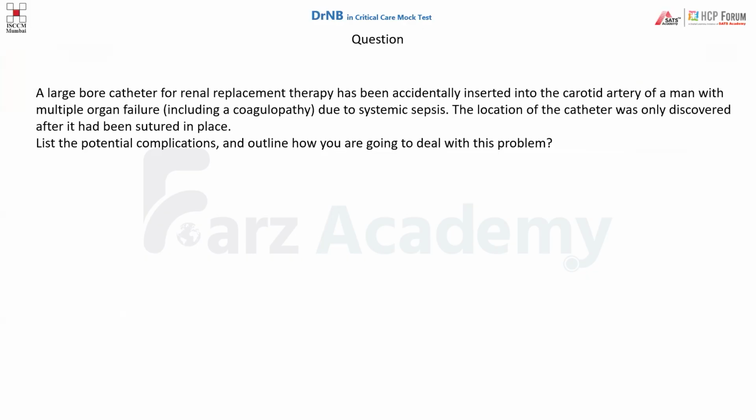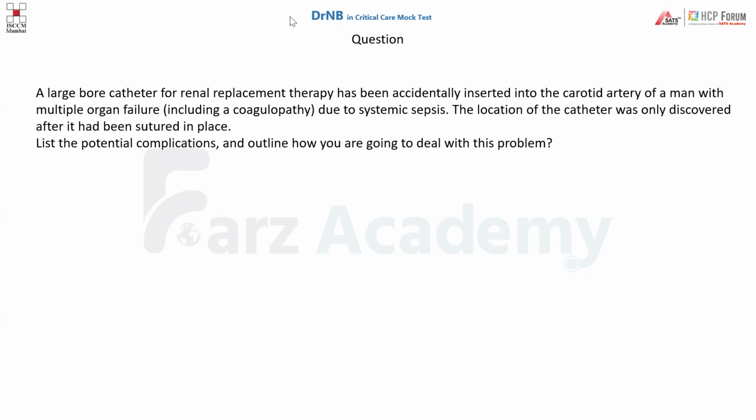So, complications: vascular thrombosis of the vessel, vascular injury leading to dissection, cardiac tamponade. That's the other known complication. Then compromised blood supply to the brain, causing ischemic stroke. If there is a clot formation and that embolizes, that can cause problems with distal ischemia to the area where it goes. Then how to manage this problem?